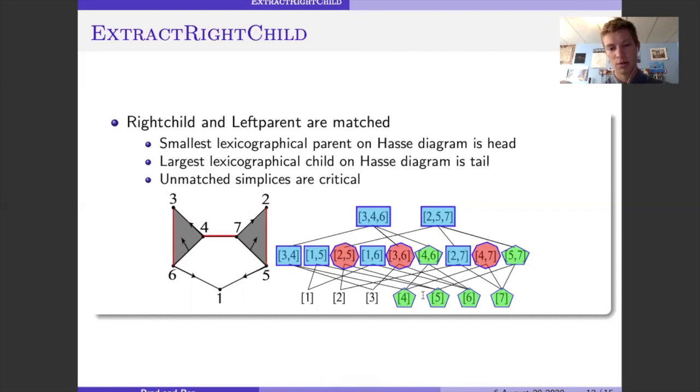Then 1, 6 is going to be matched with 6, where 6 is a tail and 1, 6 is a head of an arrow. 3, 6 we have to call critical because it's not the leftmost parent of 6. 4, 6 has already been called a tail, so we can skip it. 2, 7 is going to be the head of an arrow, and it's going to be matched with 7. 4, 7 we have to call critical because it's not the leftmost parent of 7 here. And then 5, 7 is also going to be a tail. And then last but not least, once we get to the vertices, everything that hasn't been claimed yet as a tail, we just call critical. So 1, 2, and 3 are all going to be called critical in this case.